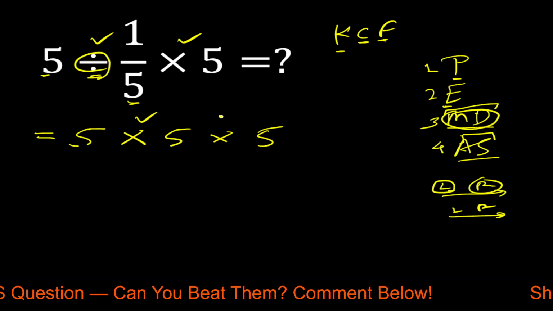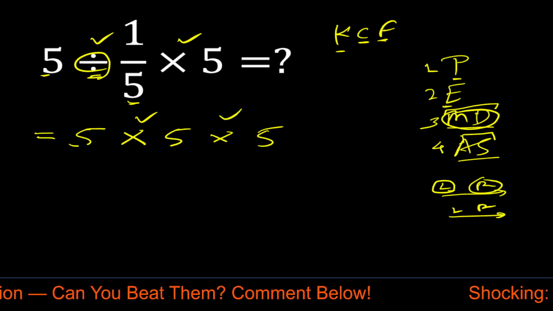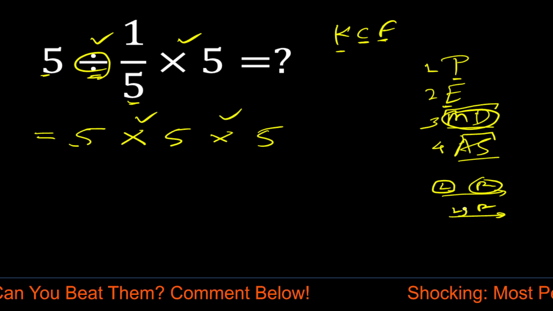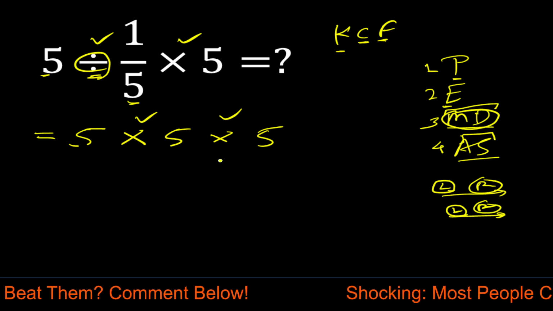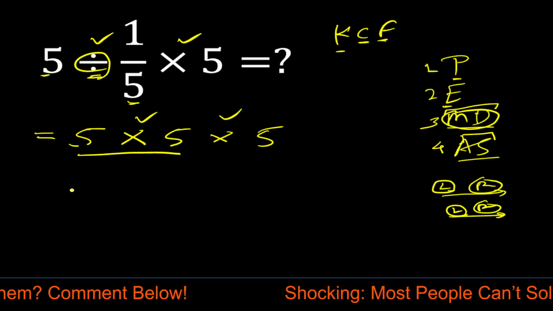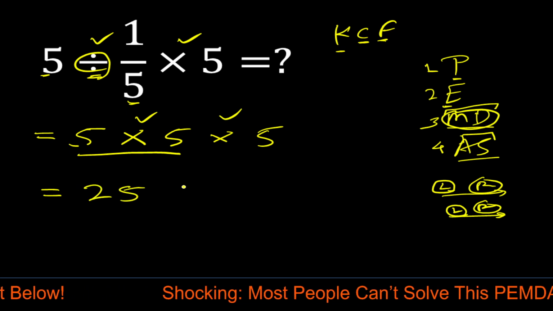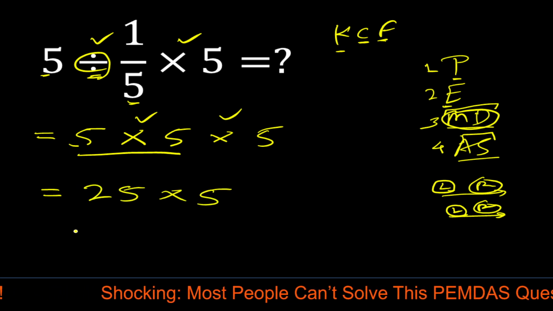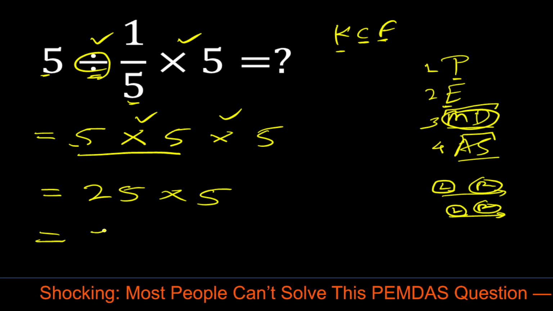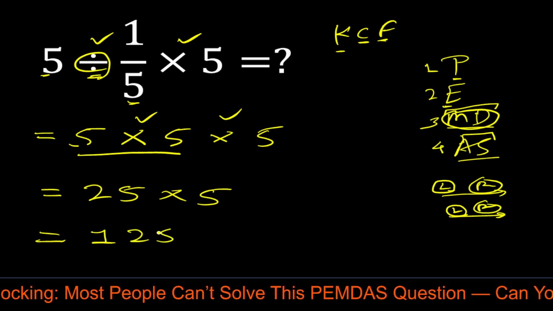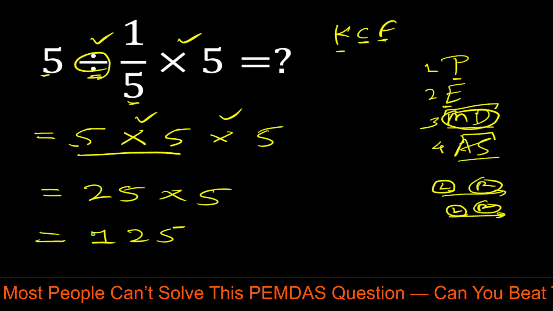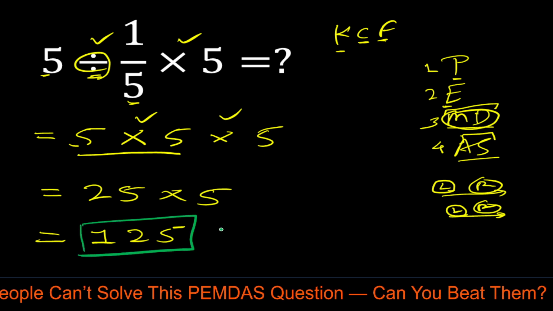Now here we have multiplication and here multiplication, and both have equal priority, so we have to solve it from left to right. So first we have to solve this multiplication. So 5 times 5 is equal to 25 times 5, right? Now 25 times 5 is equal to 125. So the correct answer is 125, right?